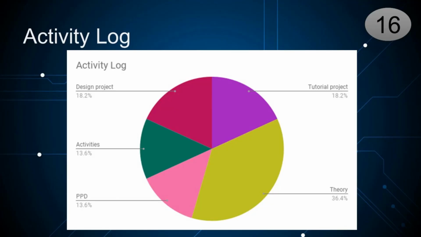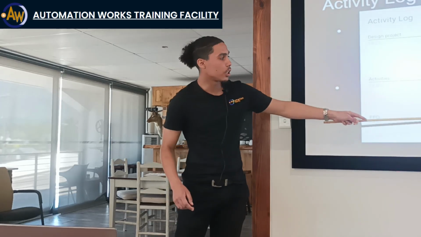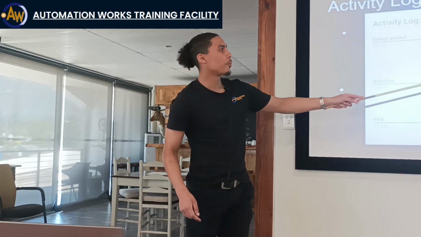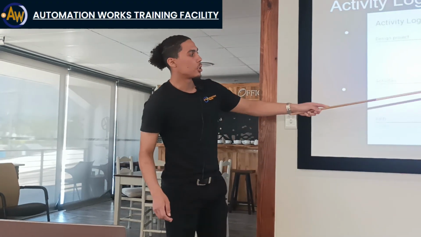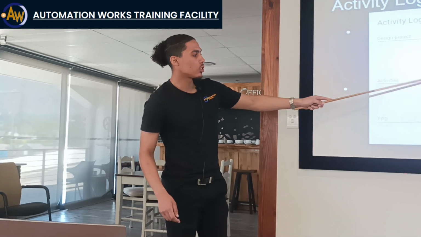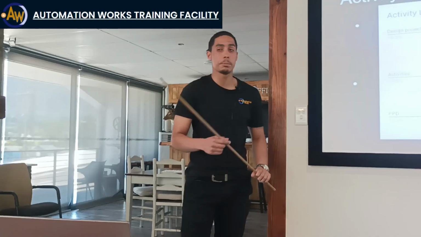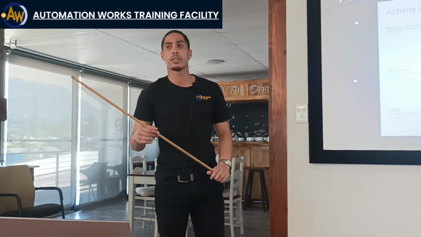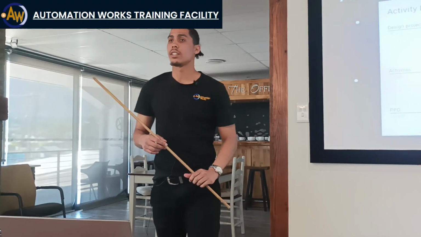So this is my activity log. My activity log is where I clocked in all the time I spent. Most of my time went to theory, and in the average, time went to the tutorial project and design project. The minimum time went to activity logs and PPT, because in PPT we only do professional development, which we only do on Mondays and Fridays.